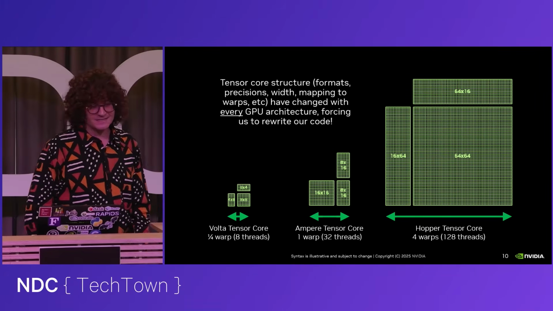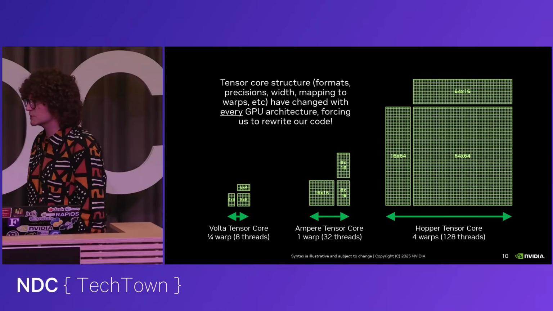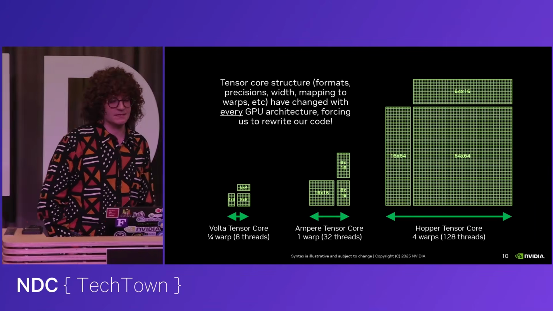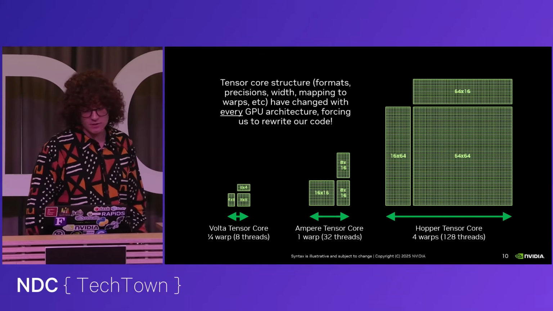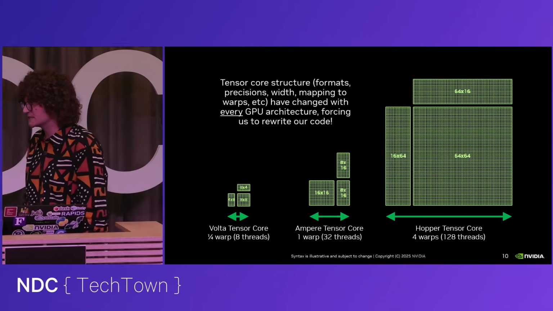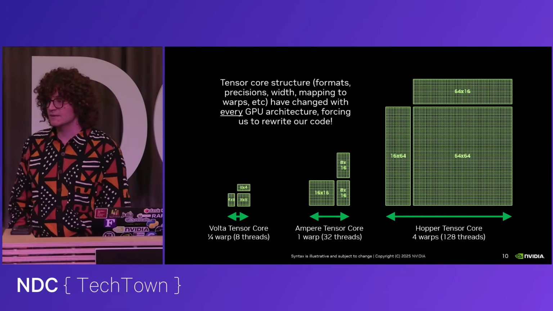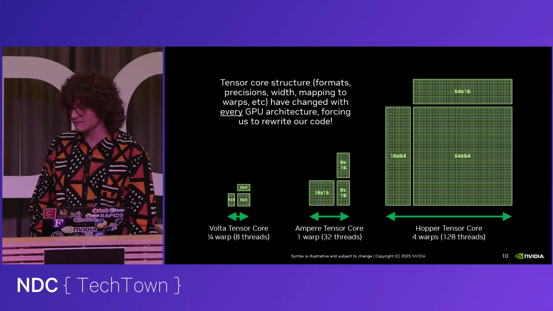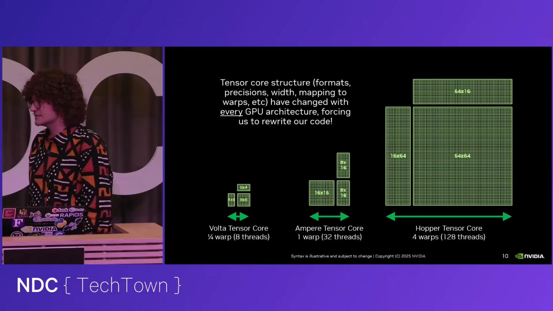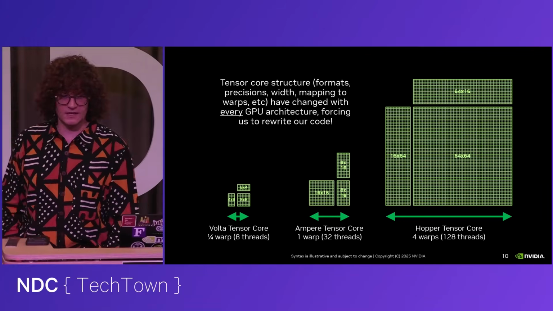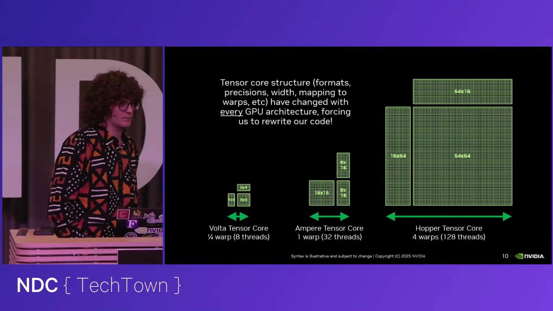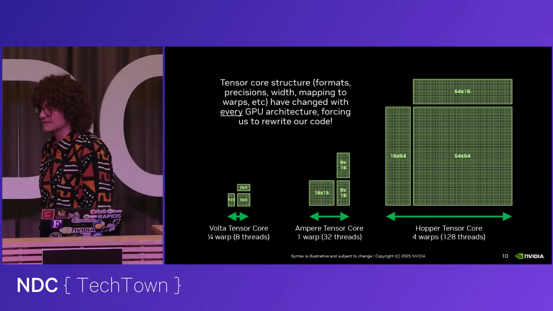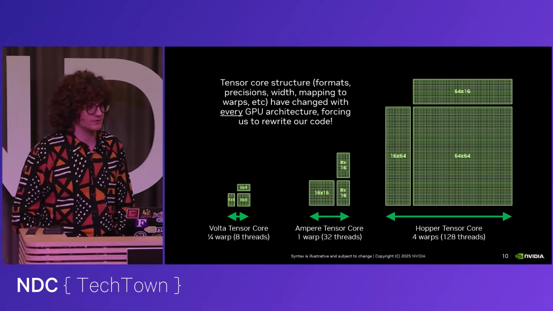NVIDIA GPUs have had tensor cores to accelerate operations like matrix multiplication and convolutions. And every GPU generation since they were released, the structure of the tensor cores has changed. The formats have changed, the precisions have changed, the width and size has changed, the mapping to threads, etc. All of that changes every architecture. And this has forced users to rewrite tensor core code for every new GPU that we release. Then the new GPU comes out, and whatever code you wrote that uses the tensor cores is essentially no longer valid, and you have to start from scratch.